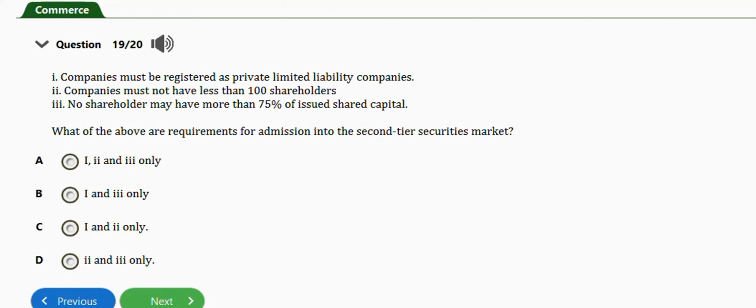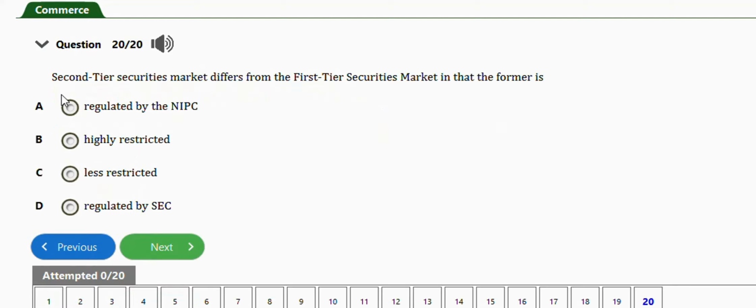The last question in this video is this one. It says the second tier securities market differs from the first tier security market in that the former is regulated by the NIPC, highly restricted, less restricted, regulated by SEC. The right answer is option C, it is less restricted.